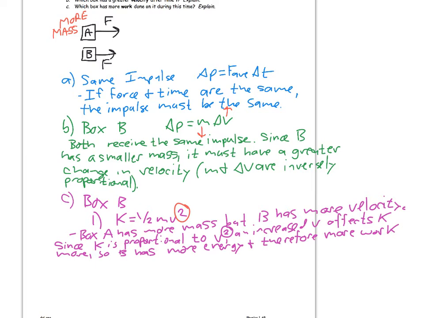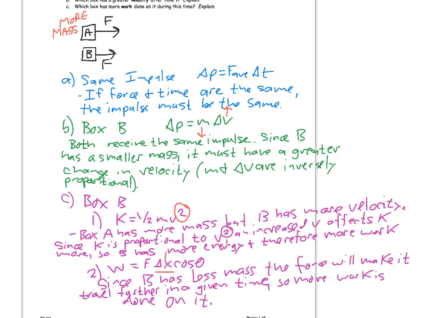The other way we could explain it is by thinking about our other way of finding work, which is F delta x cosine theta. Now they both had the same force acting on them, but because box B had less mass, its displacement is going to be bigger, and that greater displacement means that more work is going to be done on box B, since the same force will move it a further distance in a given time.